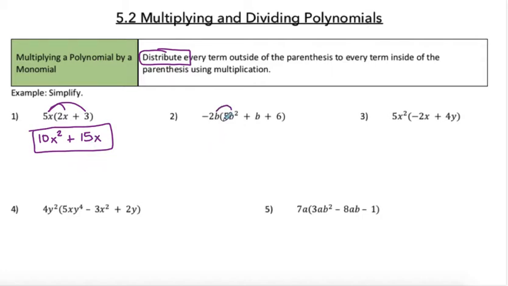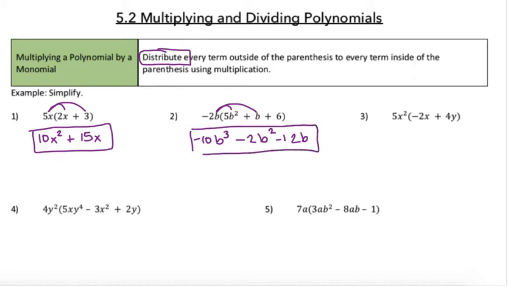On number 2, we distribute in. Negative 2b times 5b squared gets me negative 10 b to the third, because now I have 1, 2, 3 b's being multiplied. Distribute to the next one. Negative times positive is a negative 2, and 1, 2 b's would be b squared being multiplied. And then the last one, negative 2 times a positive 6 is a negative 12, and the b doesn't get combined with anything else. We're in standard form, decreasing order. This would be a cubic trinomial: 3 terms, highest power is 3.